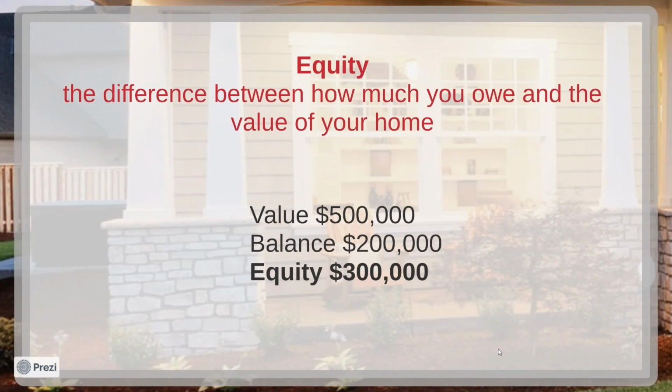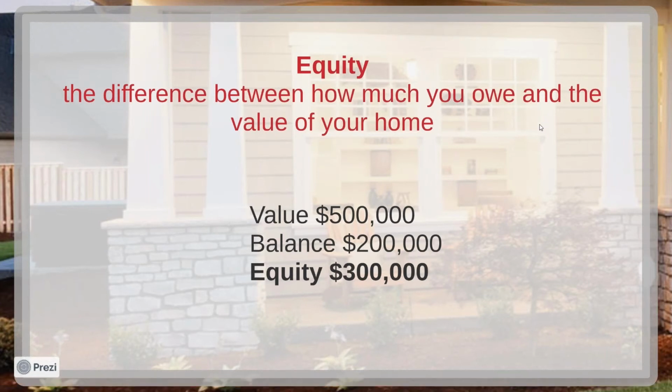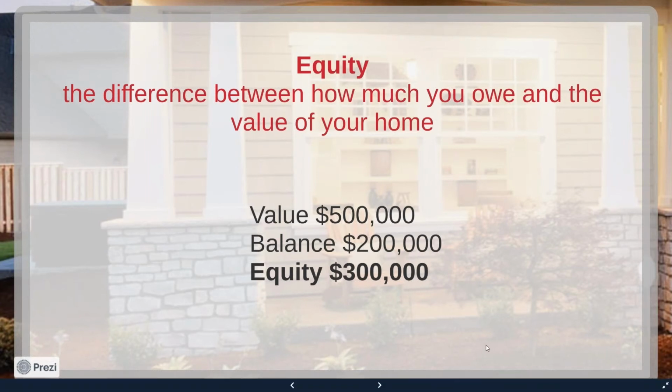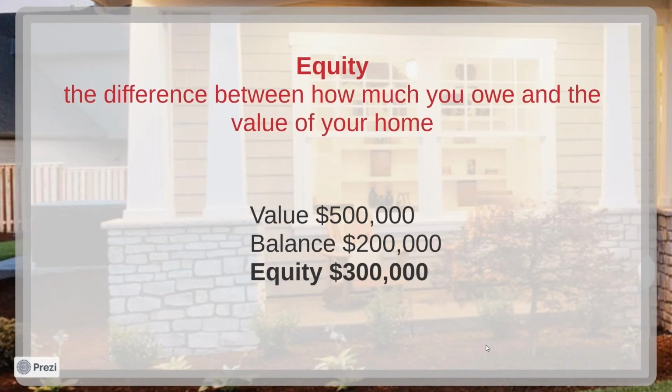If you have multiple loans, let's say there's an additional loan of 50,000, so we'd have a balance of 200 on the first mortgage, 50,000 on a HELOC or a second mortgage. That would give us $250,000 in equity. So you're going to subtract the liabilities that you have against your home.